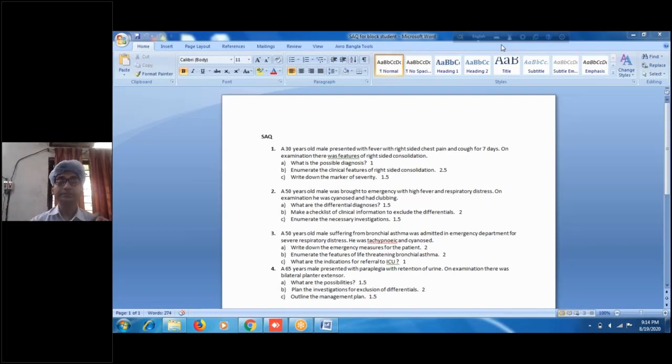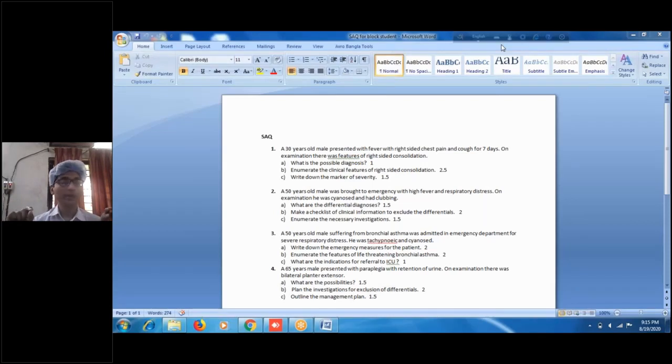Then another thing is there. On examination, there were features of right-sided consolidation, and these examination findings are very much notifying that this 7-day acute respiratory problem is associated with a consolidation. Most likely, this consolidation is pneumonia. Consolidation prototypically denotes pneumonia. So there is no doubt about it, the diagnosis is pneumonia.